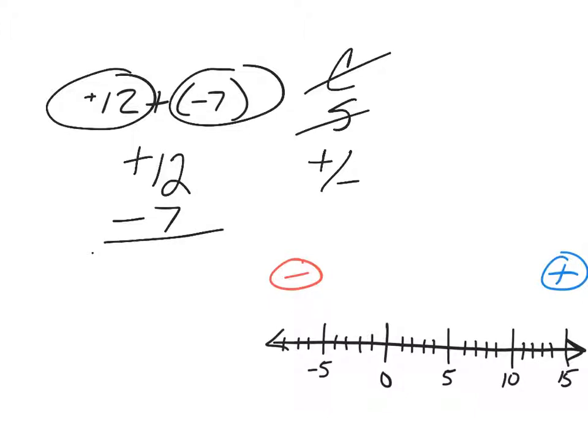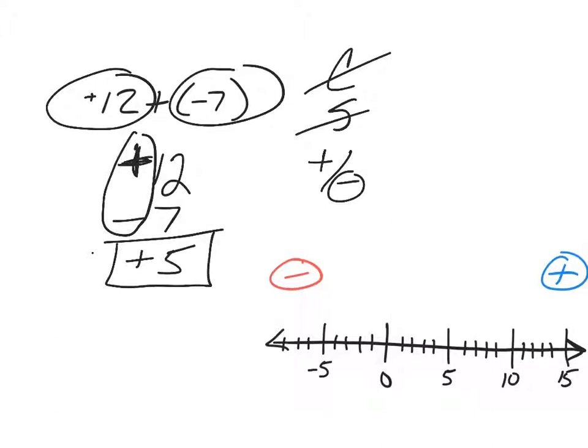Next move, I'm going to look at my signs. If my signs are different, like you see here, I'm going to subtract. On the other hand, if the signs were the same, I would have added. Okay, so again, if the signs are different, I'm going to subtract. So 12 minus 7 will leave me with 5. And then what I like to say is I always keep the sign of the big dude there. It's going to leave me with a positive 5. Easy enough.